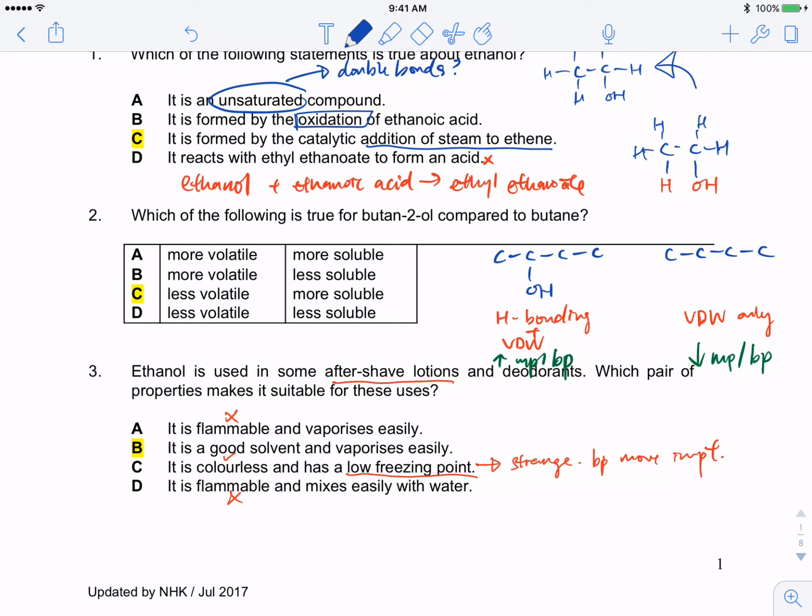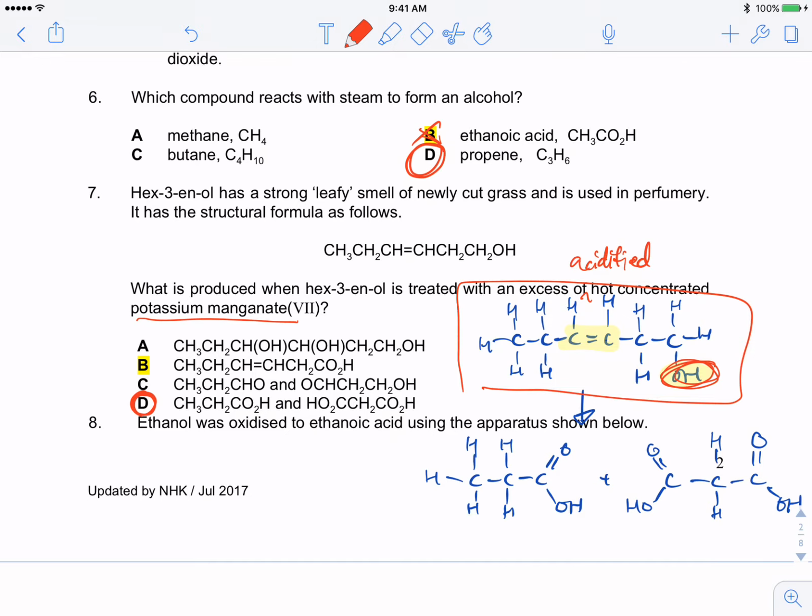Now we learned that potassium manganate(VII) would oxidize the alcohol group. Okay, oxidize the hydroxyl group. I think what is missing in the question is also acidified. It's okay, add it in. Acidified potassium manganate(VII). Okay, so what happens is it will actually oxidize your hydroxyl group to a carboxylic acid.